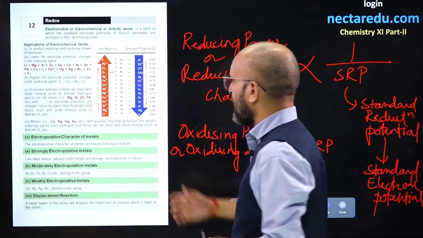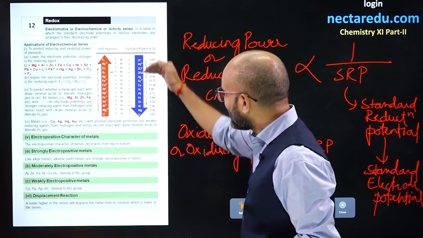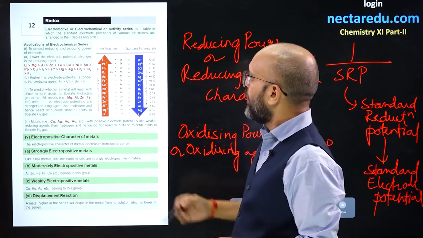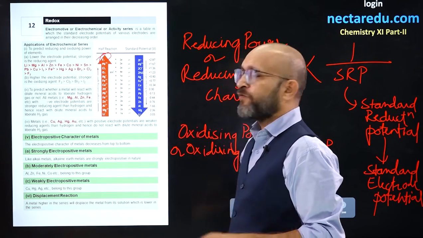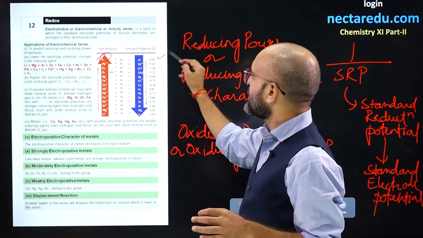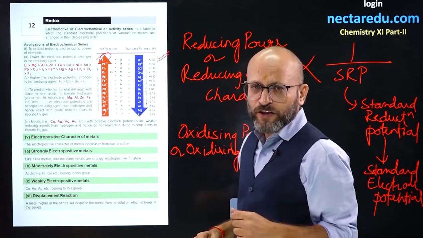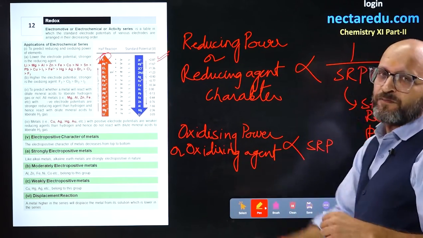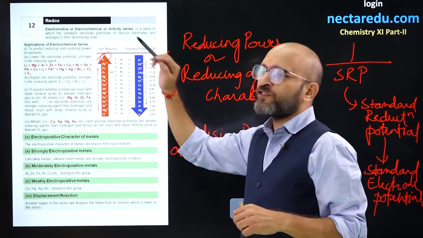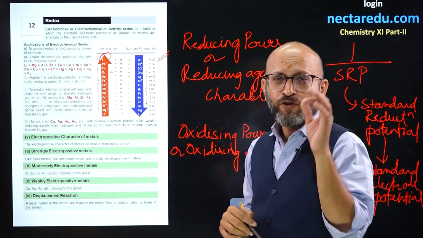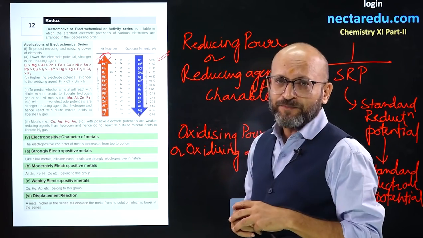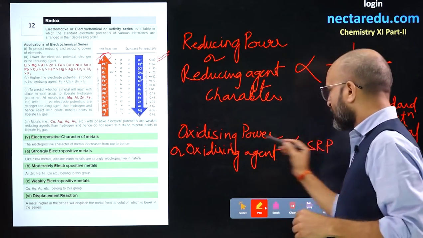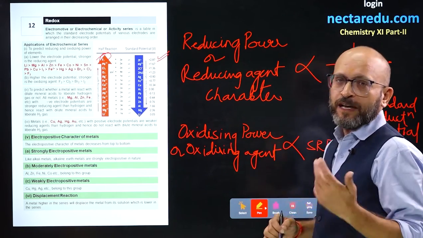So, what do we have out here? We have decreasing value of standard potential. That means fluorine is at the top. Fluorine has the highest reduction potential or electrode potential, so fluorine is the best oxidizing agent we have, because it has the highest electrode potential and oxidizing power is directly proportional to SRP.